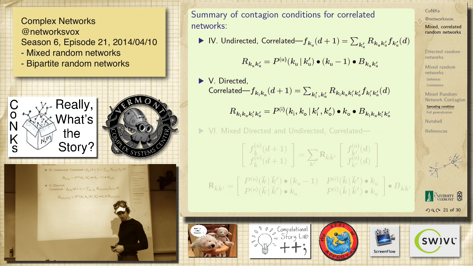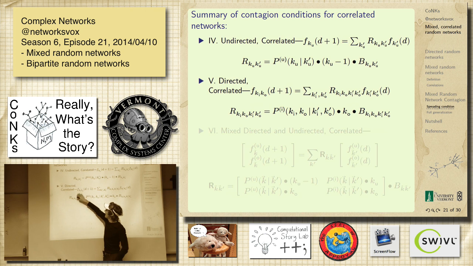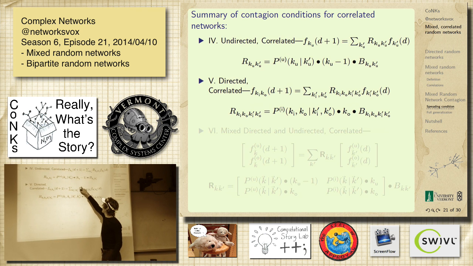Okay. So the same kind of thing happens when we go to correlated directed ones, right? The fraction of nodes from which the edges are emanating that have degree ki for in and ko for out depends on the previous level, and there's some gain ratio which now has 4 parameters to it, so it's a tensor thing.